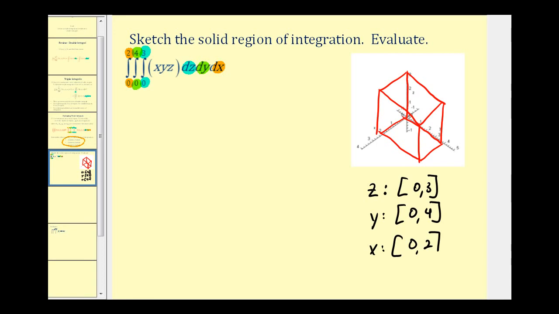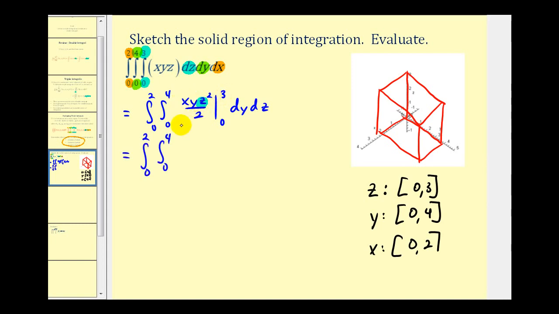Let's go ahead and evaluate this. So we first integrate with respect to z, treating x and y as constants. So we'd have xy times z squared over 2. Evaluate this at 0 and 3, keeping in mind we're replacing z with 3 and 0. So when z is equal to 3, we're going to have 9xy over 2, or 9 halves xy. And then when z is 0, we'd have 0.